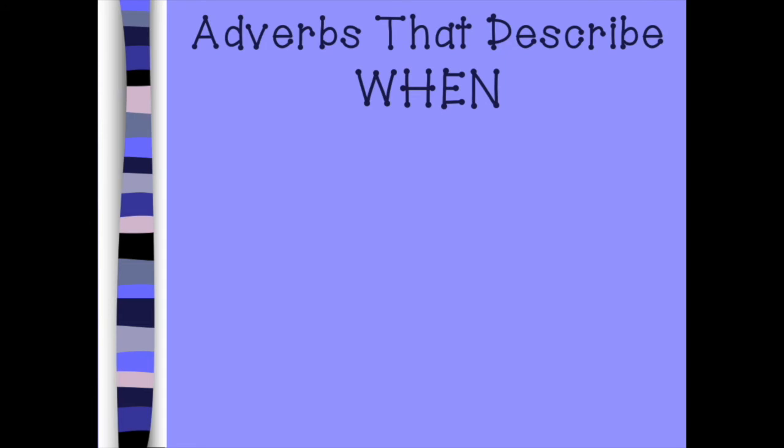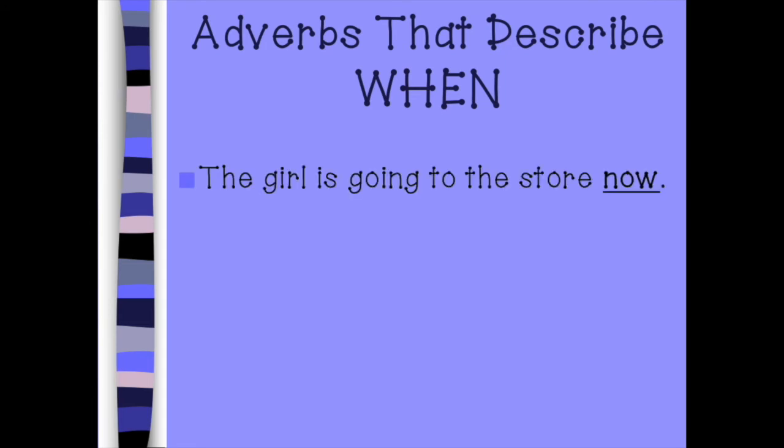Adverbs that describe when. The girl is going to the store now. The verb is going. When did she go? Now. Now is an adverb. Sometimes those are a little bit tricky because we don't think of those quite the same way as adjectives, but now does describe when. She went yesterday. When did she go? Yesterday. That's weird to say it that way, isn't it?